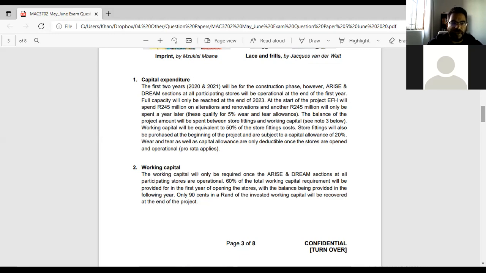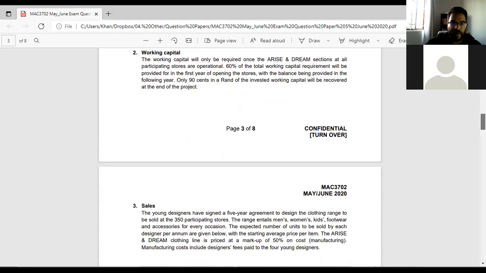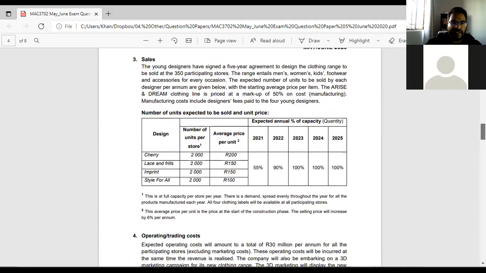Okay, so working capital. The working capital will only be required once Arise and Dream sections at all participating stores are operational. So remember, they told us when they're going to be operational. 60% of the total working capital requirement will be provided for in the first year of opening the stores, with the balance being provided in the following year. Only 90 cents in a rand of the invested working capital will be recovered at the end of the project. Okay, so I'll explain this as we do the question. Number 3, sales.